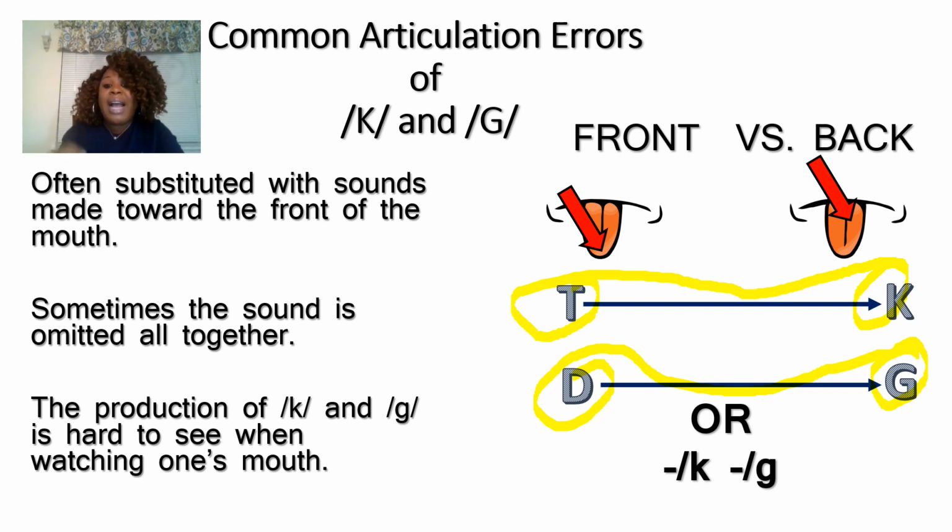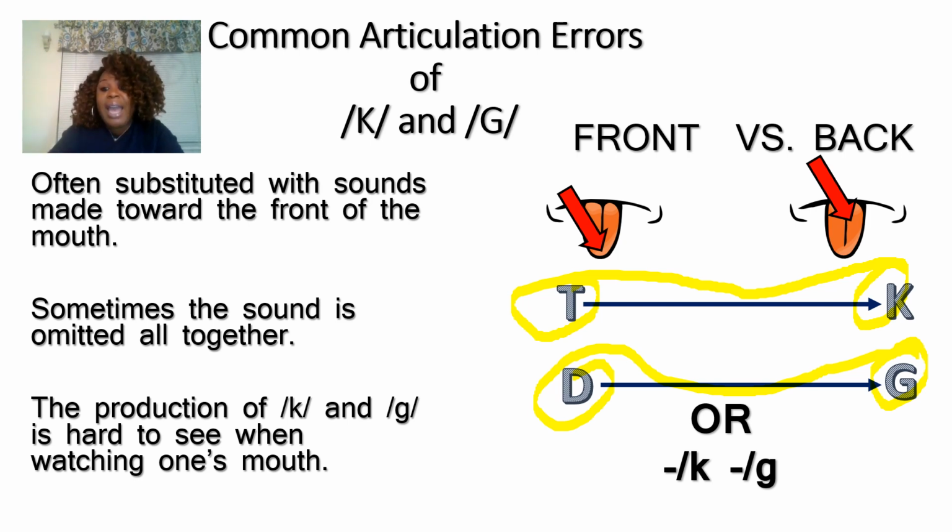If you were to take that in isolation and tell the child to say k, k, k, k, k, and they're unable to get the back of their tongue up to make that sound, then we're going to get t, t, t, t, t. Instead of getting g, g, g, g, g, we're going to get d, d, d, d, d.